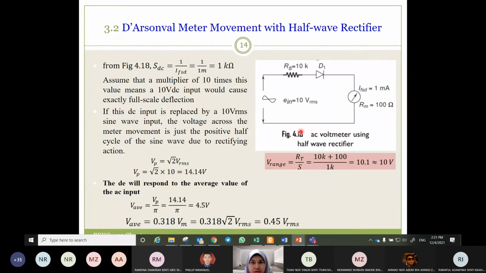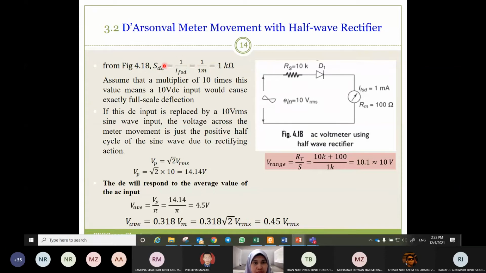This is an example: an AC voltmeter using a half-wave rectifier. The whole circuit is the AC voltmeter, where this is the PMMC DC. We learned in chapter 2 that PMMC measures DC signal, but if we add a rectifier, let's say this is a half-wave rectifier, we add a diode to the PMMC circuit and RS, then it can read AC signal.